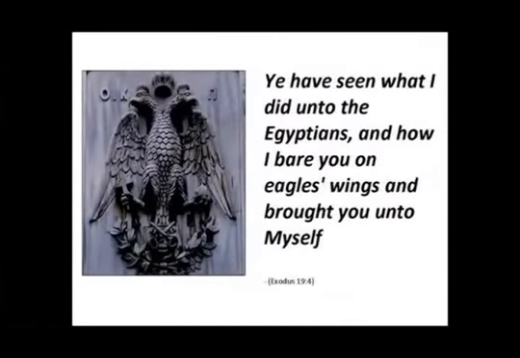What do we read in Exodus 19? You have seen what I did unto the Egyptians, and how I bare you on eagle's wings, and brought you unto myself. What is encrypted in that? What does it mean? Can anyone be born on eagle's wings? God is sending an eagle to bring his child home?